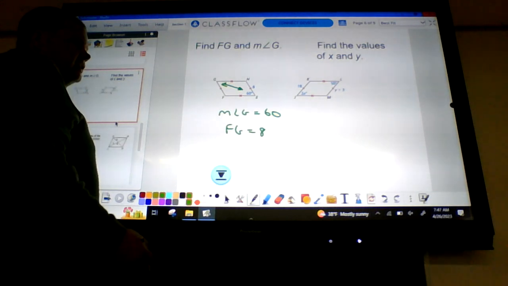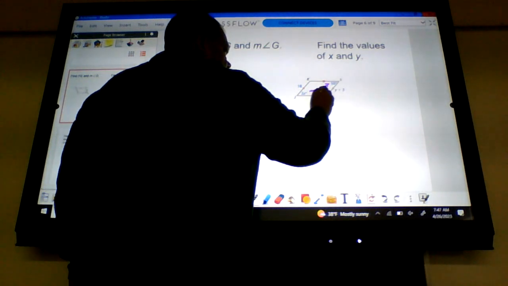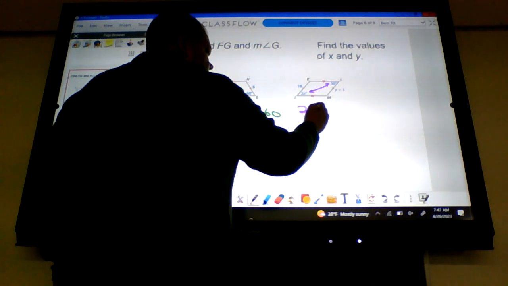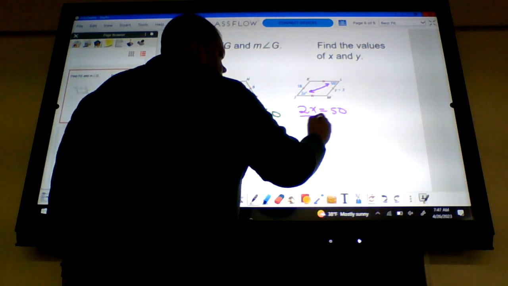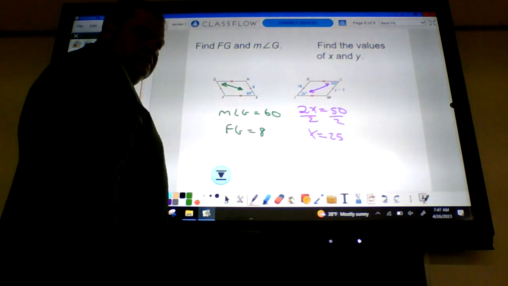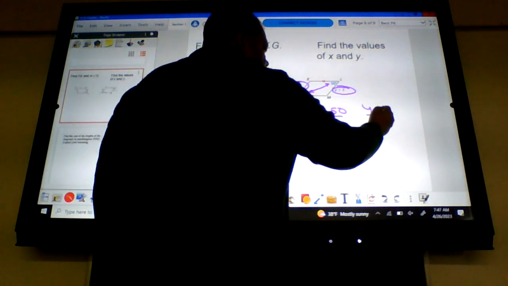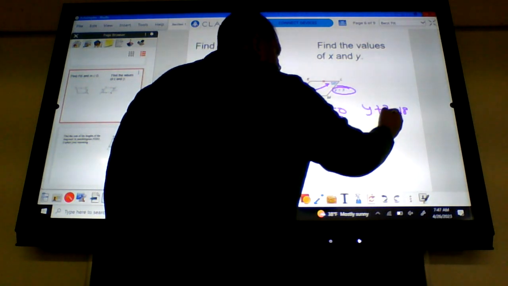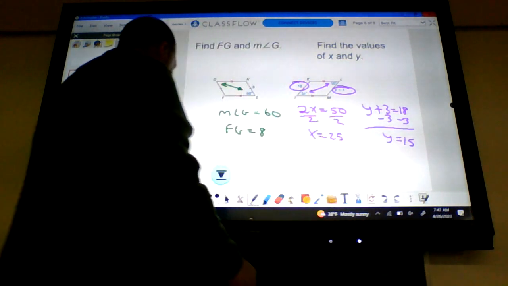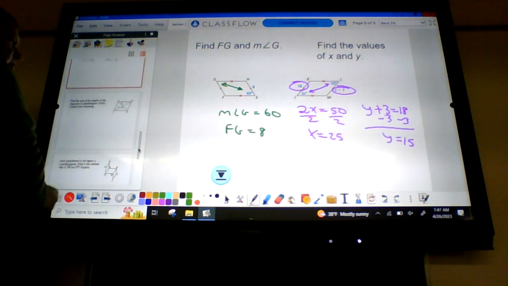The problem to the right is going to continue to do the same kind of thing. So this time now we're going to have to work some algebra in. Again, J and L are opposite angles. So that means that 2x is 50. Multiply both sides by 2. So the value of x is 25. And then finally, these two sides over here are going to be equal because they're opposite sides. So y plus 3 is 18. We'll subtract 3 from both sides, and our value for y is 15. Okay. Questions on those?